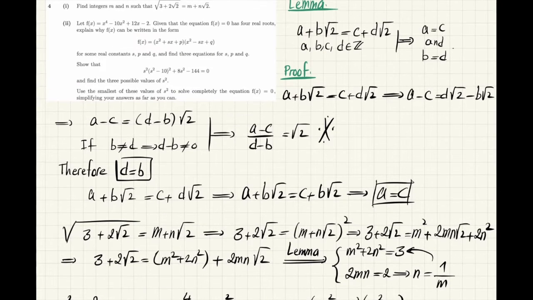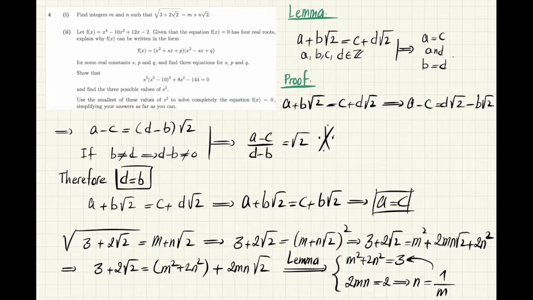Now let us go to the next part of the problem, part 2. Let me read it for you first. Let f of x be equal to x to the 4 minus 10x squared plus 12x minus 2. Given that the equation f of x equal to 0 has 4 real roots, explain why f of x can be written in the following form: f of x equals x squared plus sx plus p multiplied by x squared minus sx plus q.